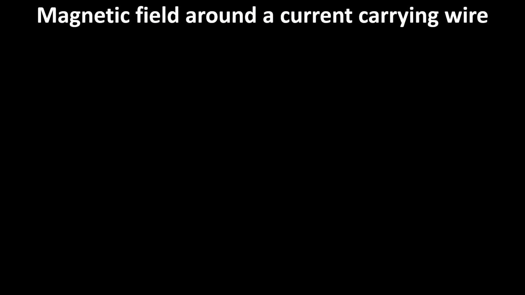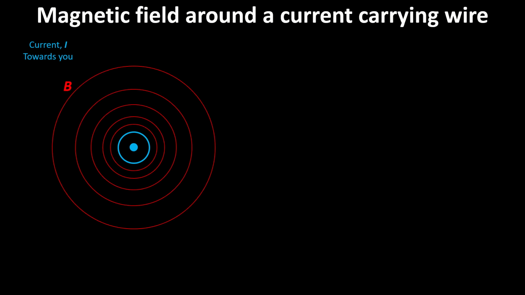So let's start with the magnetic field around a current carrying wire. So if we have a current coming towards you, like that, so that's coming out of the screen, towards you, the magnetic field is going to be circular around that. Now, bear in mind, anytime you're talking about a field, you need to know the shape and you need to know the direction. And there's also strength as well. We'll come back to that one in a future one.